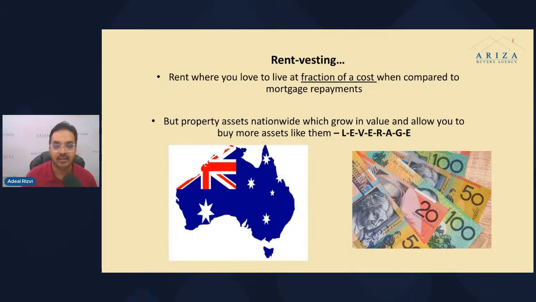So the idea is that once you do rent vesting, essentially you are renting in areas where you want to live, but you're buying strategically in other locations across the country where it makes financial sense, where the numbers actually work for you. And that's where the board actually opens up for you. You're not just looking in Sydney or Melbourne or Brisbane where you live, but essentially you are looking across the country and the whole door of opportunities opens for you, because guess what?